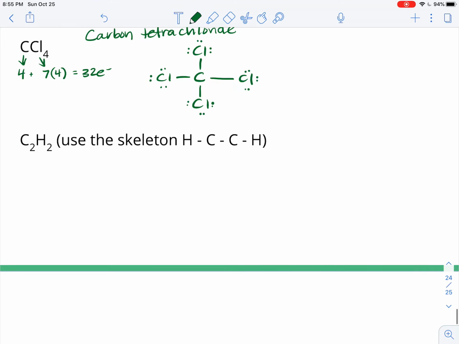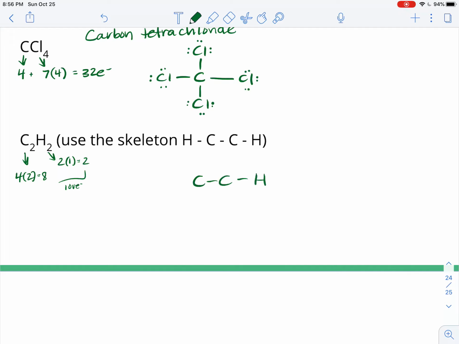All right, the next problem tells us that we're going to draw C2H2. And then they tell us that this is our skeleton. Basically, it's telling you this is the way that they're organized. So first thing I'm going to do is add up my electrons. Carbon has 4, but I've got 2 carbons, so that's a total of 8. There's 2 hydrogens, with 1 valence electron each, so 2 from those. So our total here is 10 valence electrons.